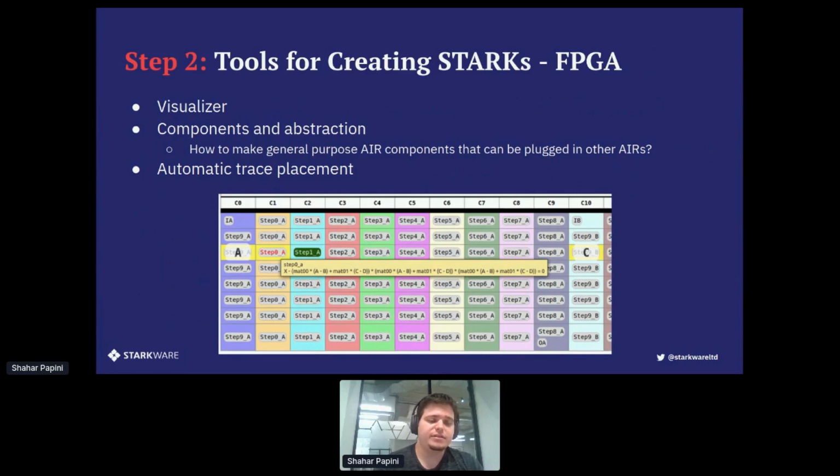Another thing is automatically placing the cells with meanings onto this trace, without needing to do it manually. It just finds the empty places of the trace and puts things on it. So all of these helped us a lot. And actually, the first product we used, StarkEx version 1, used these kinds of tools to create it.